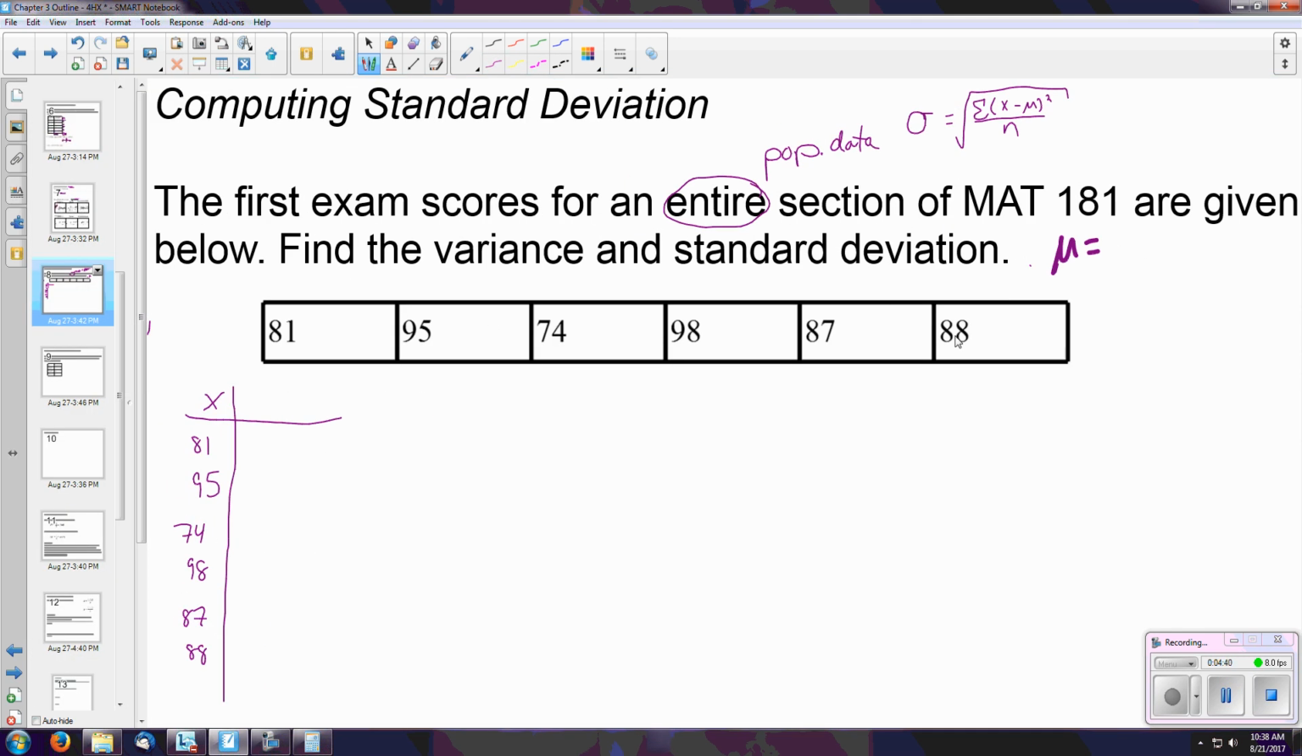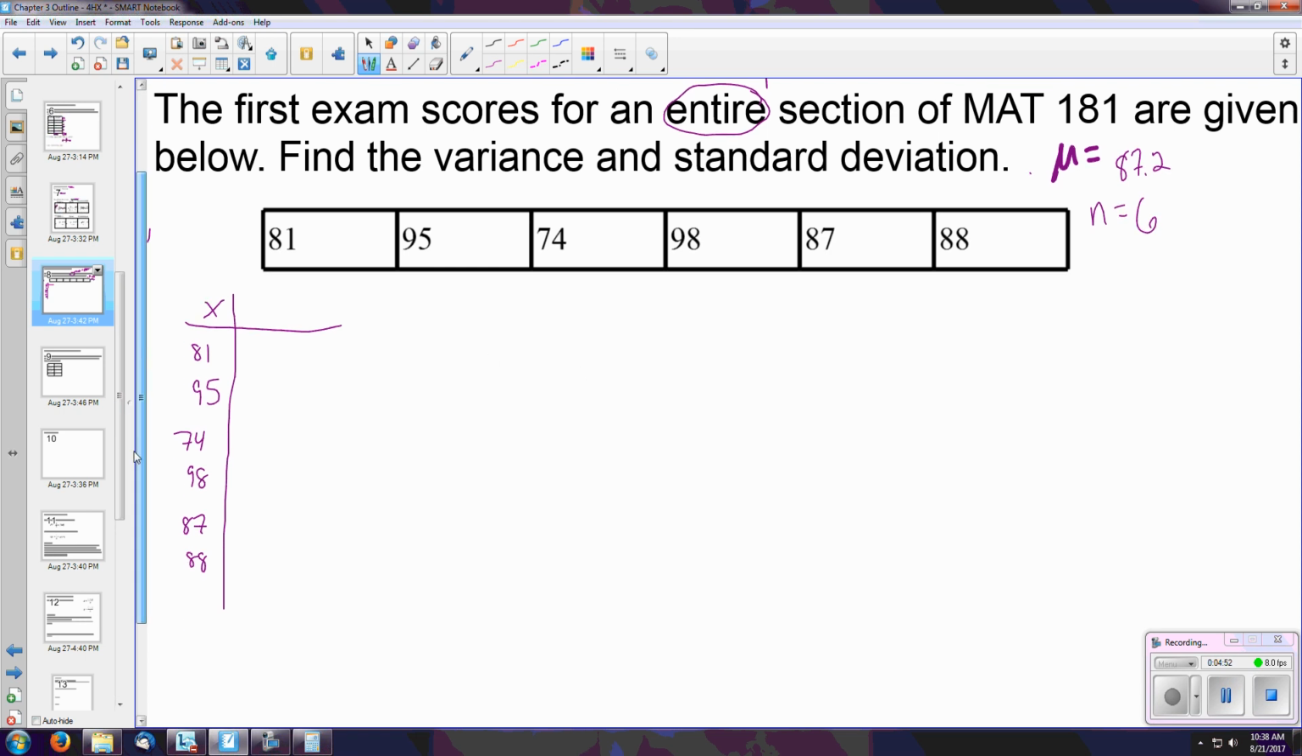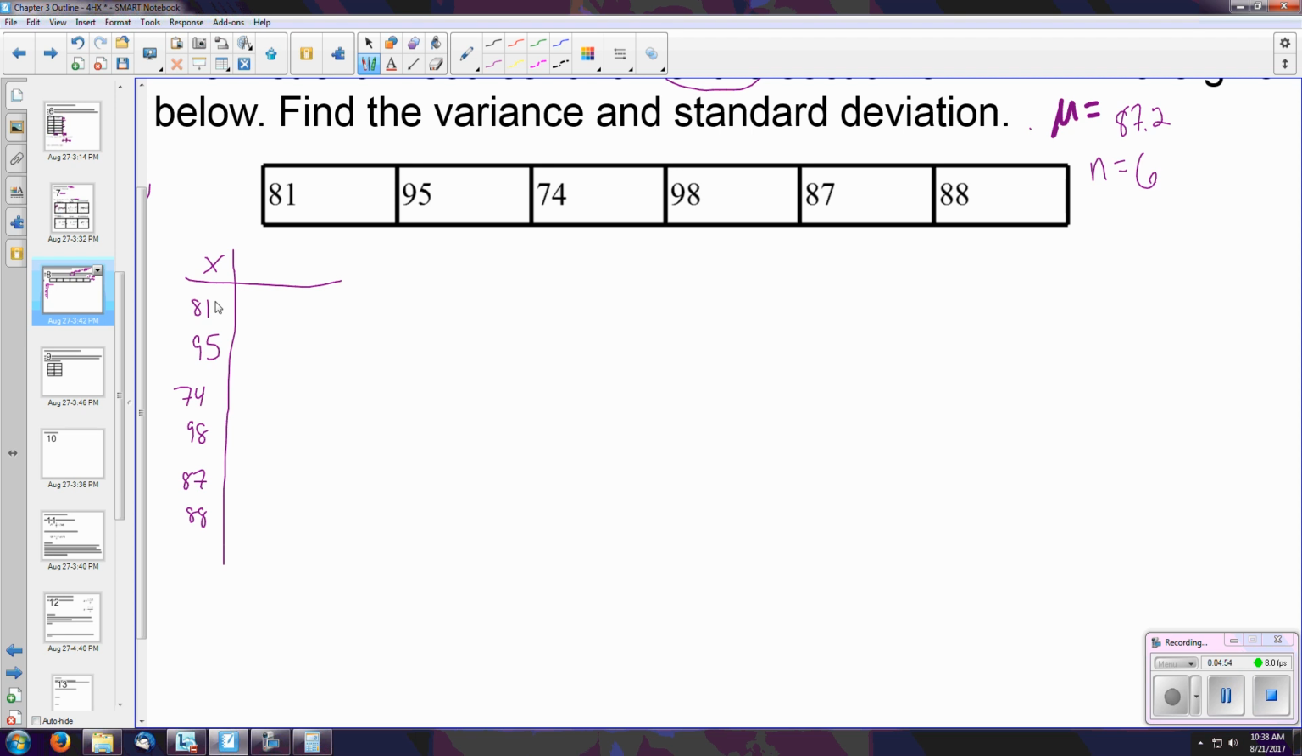So we have here a mean of 87.2 and a sample size, or I'm sorry, a population size of 6 test scores, so it was a very small class. Now that we have our mean, I'm going to take each one of these values and subtract that mean from it.